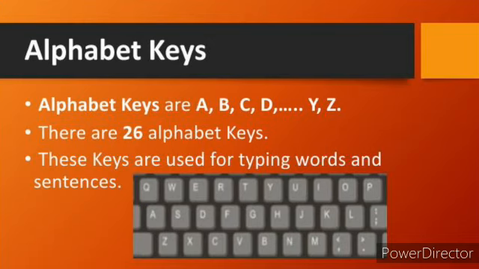Alphabet keys are A to Z. There are 26 alphabet keys. These keys are used for typing words and sentences.